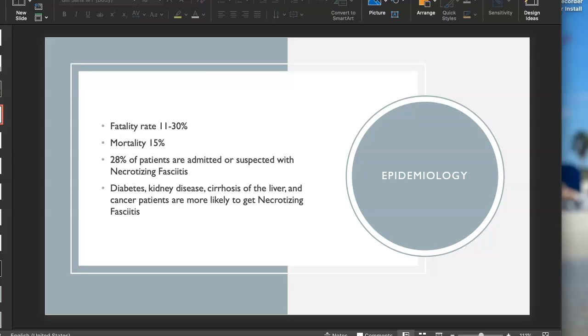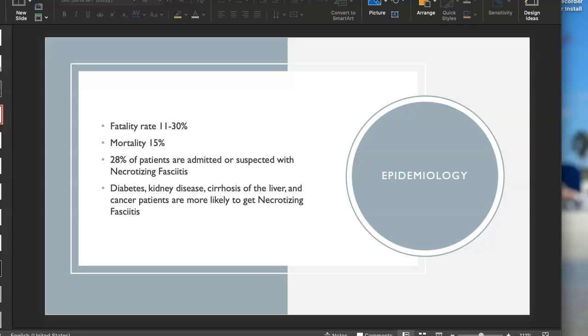The epidemiology of necrotizing fasciitis is as follows. The fatality rate is between 11 to 30%. The mortality rate is 15%. And 28% of patients being admitted to hospitals for necrotizing fasciitis are diagnosed with necrotizing fasciitis pre-admit or suspected to have necrotizing fasciitis. Necrotizing fasciitis can be masked with many other diagnoses.